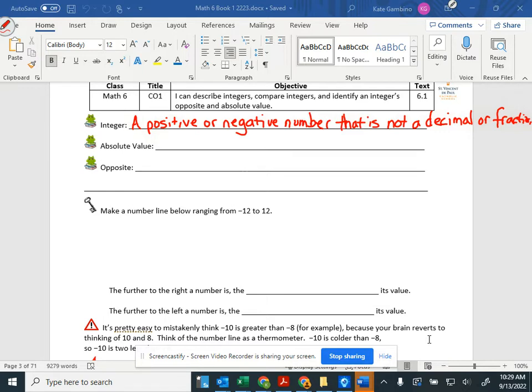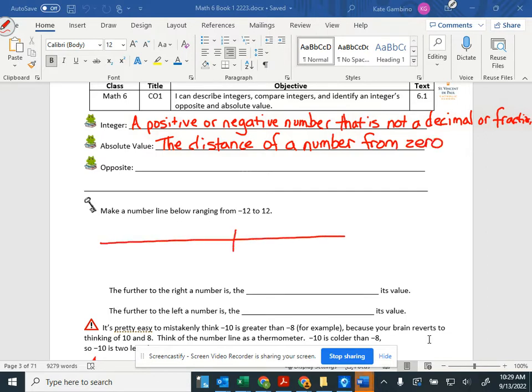The absolute value is the distance of a number from zero. So when we have that number line, we have that zero there, whether it's going in the positive direction or it's going in the negative direction, it's how far away from zero is it? So we don't have negative numbers when it's an absolute value. We're just counting how far away from zero.